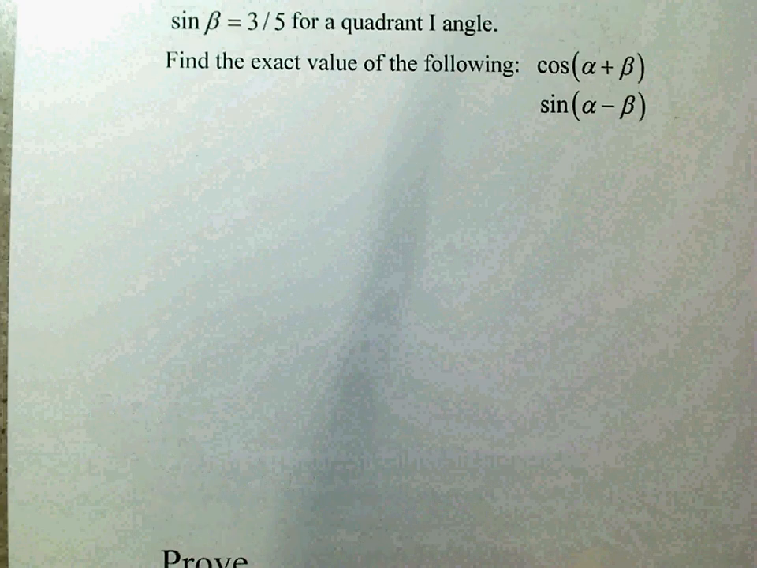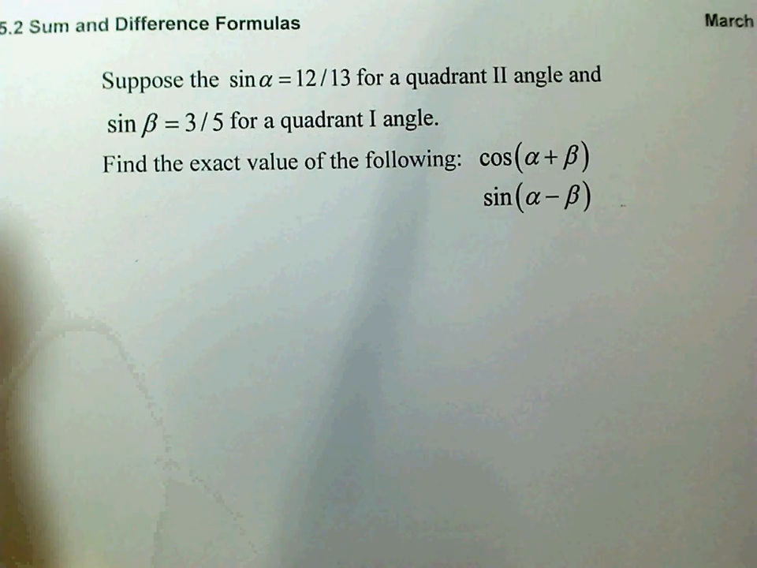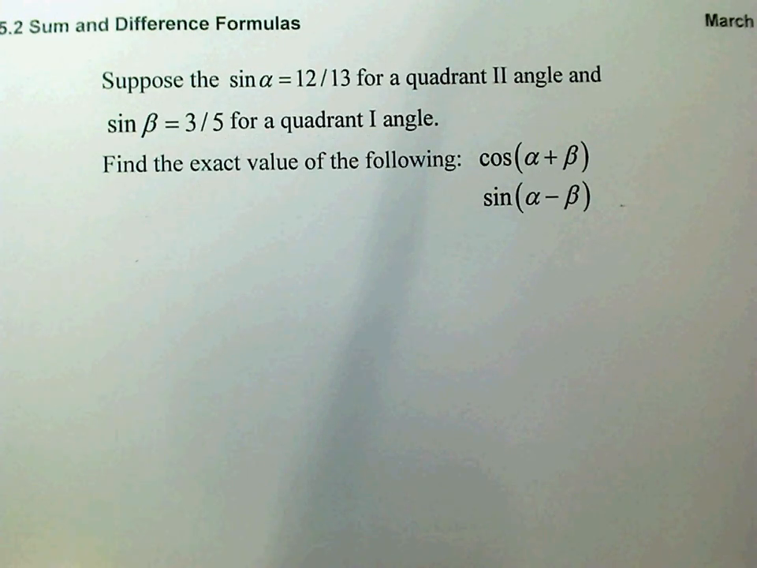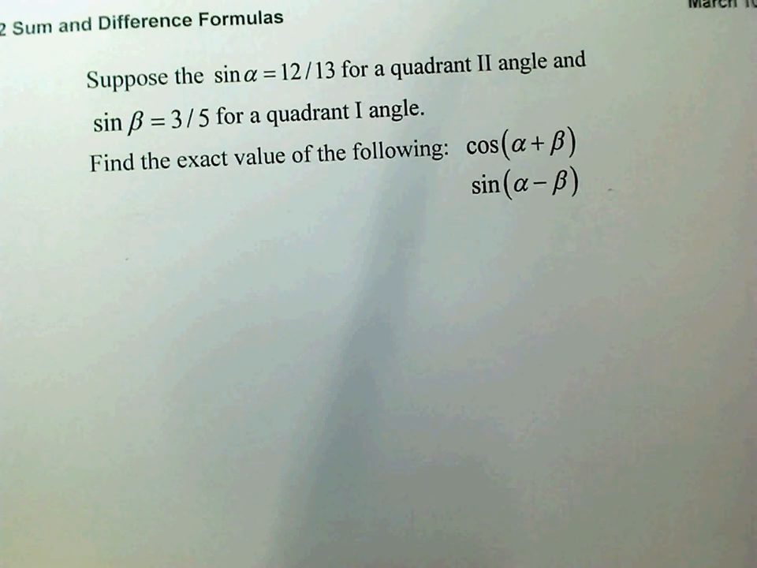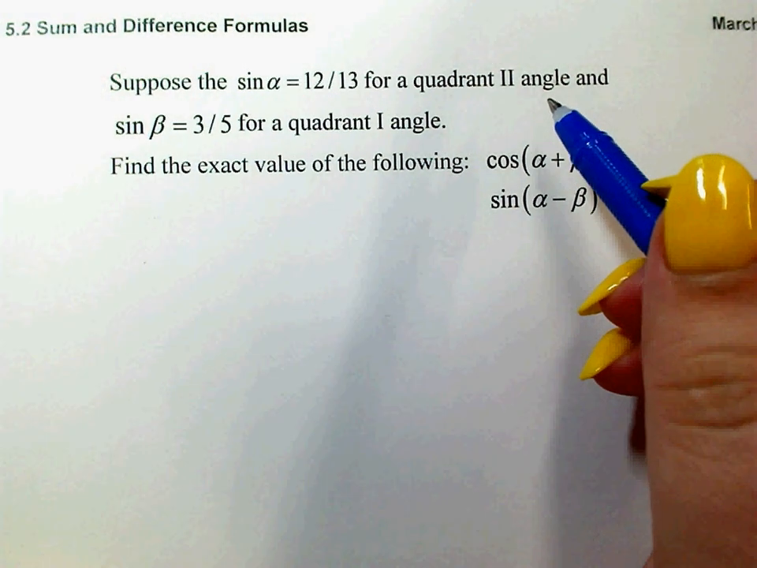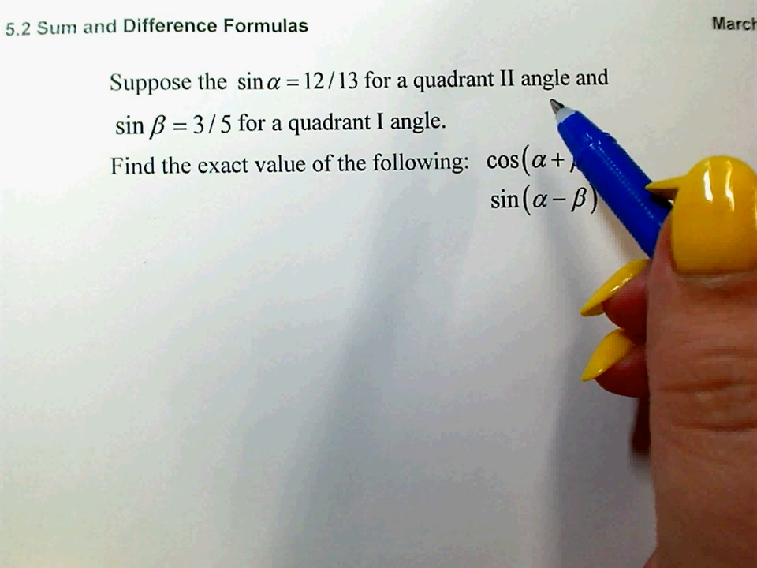On this one, suppose sine of alpha is 12/13 for a quadrant 2 angle, and sine of beta equals 3/5 for a quadrant 1 angle. Find the exact value of the following.